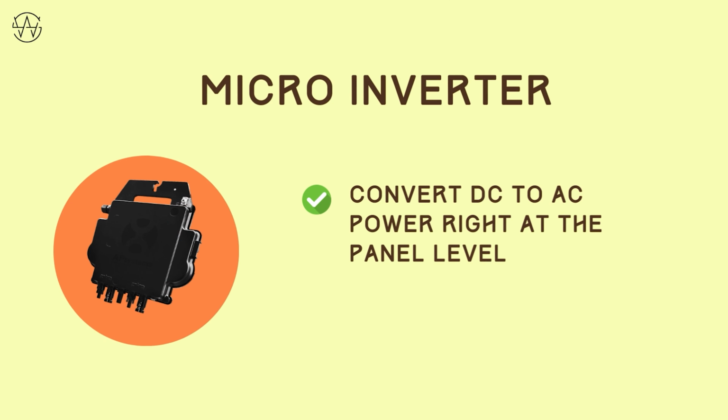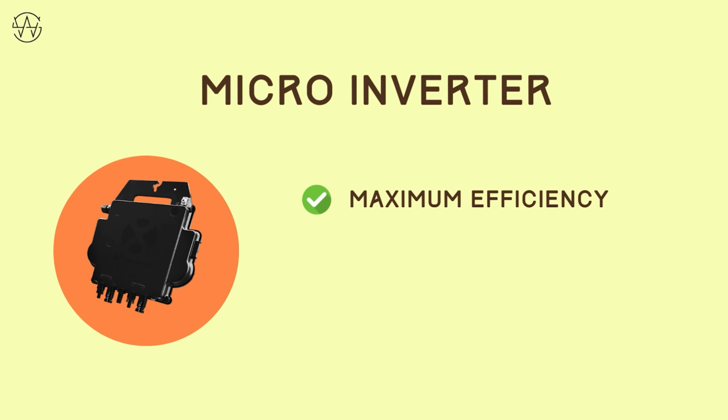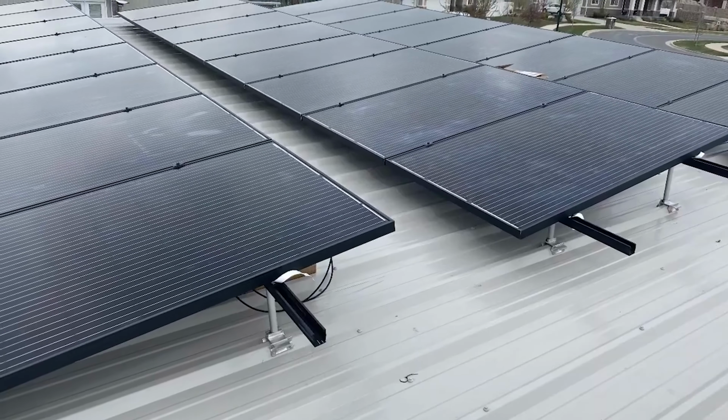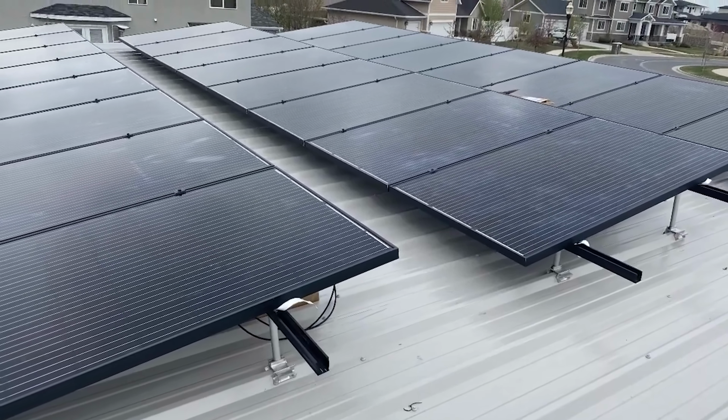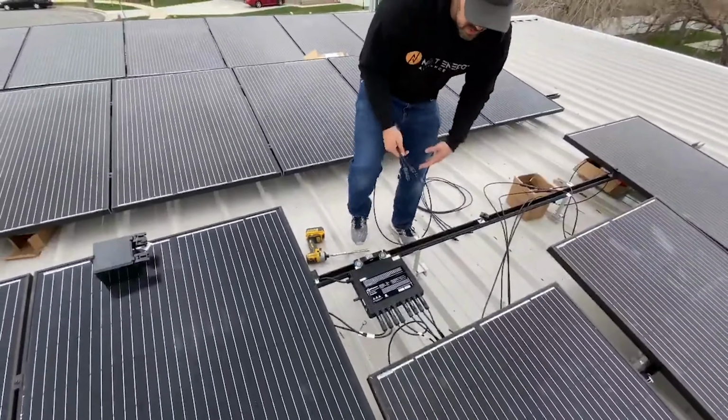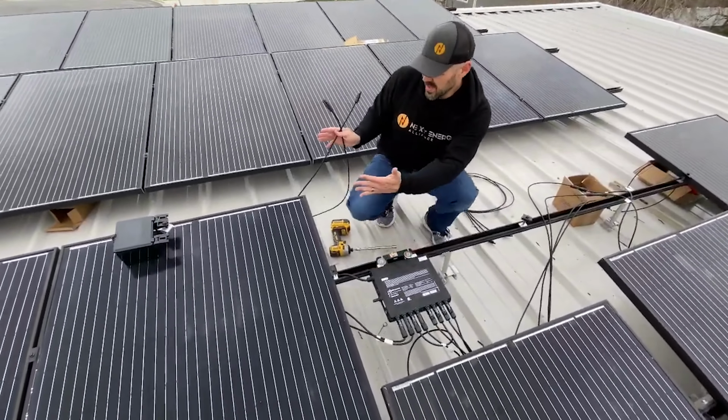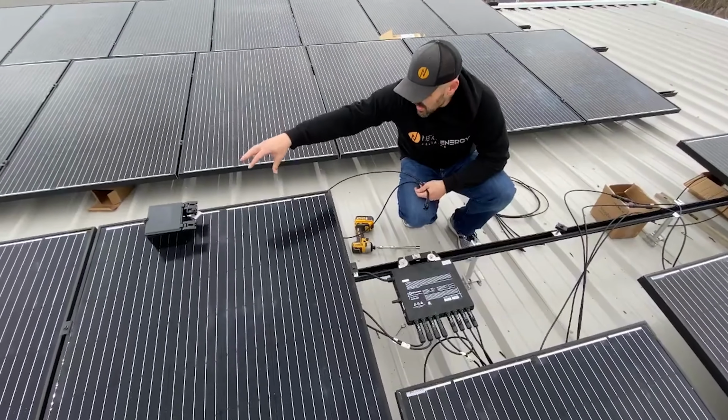Microinverters offer several advantages. They convert DC to AC power right at the panel level, so you get maximum efficiency. Plus, if one panel fails, it doesn't affect the rest of the system. The downside: microinverters can be pricier and require more wiring during installation. Troubleshooting can also be trickier because you might need to remove panels to access the microinverters.